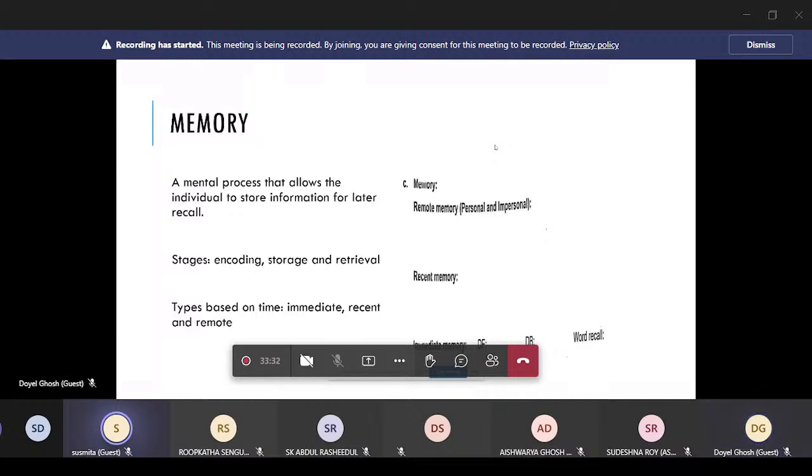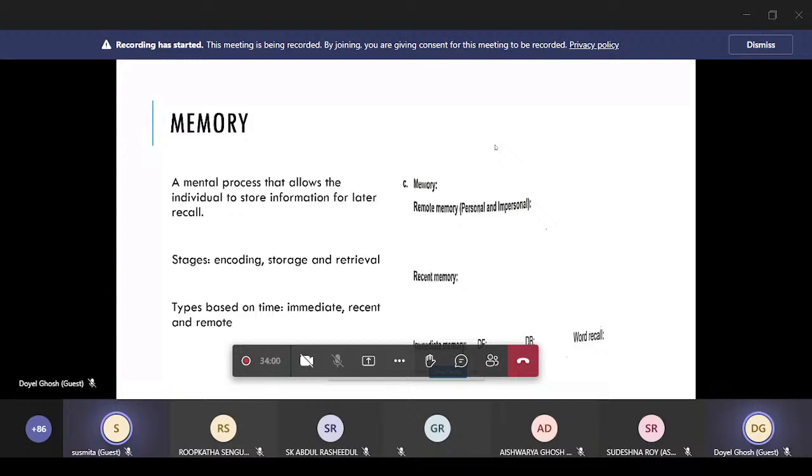3, 9, 3. After I finish, okay. 3, 9, 8, 2. Gargi, tell me. 3982. This is digit forward. We can go up to 9 digits.